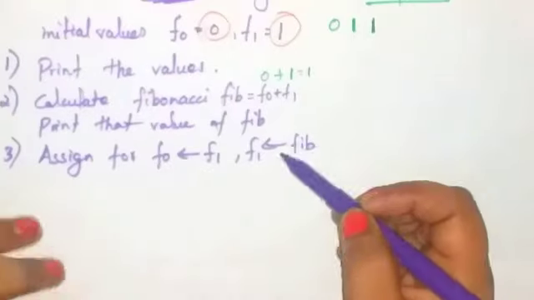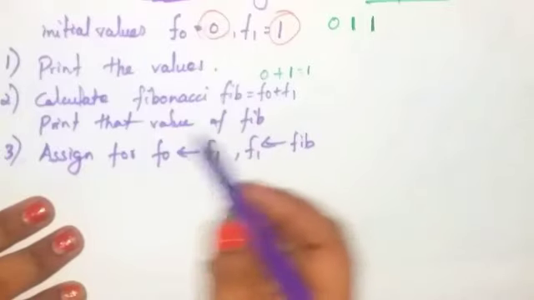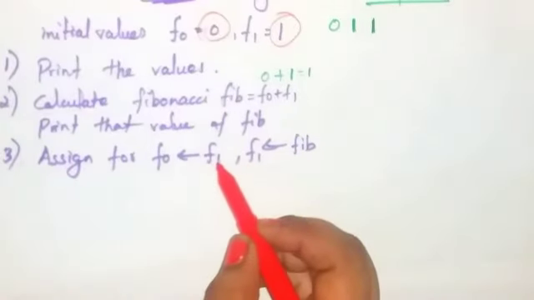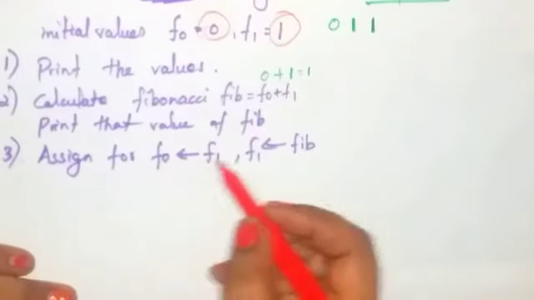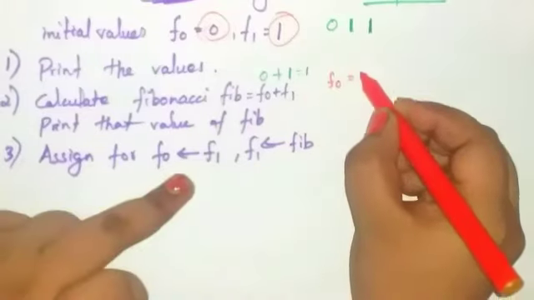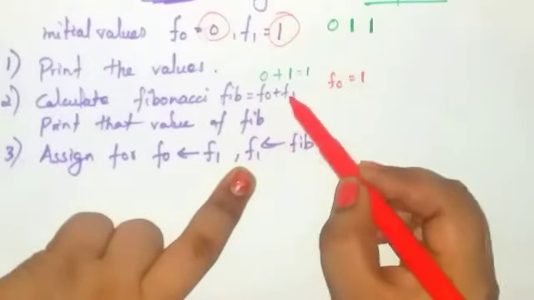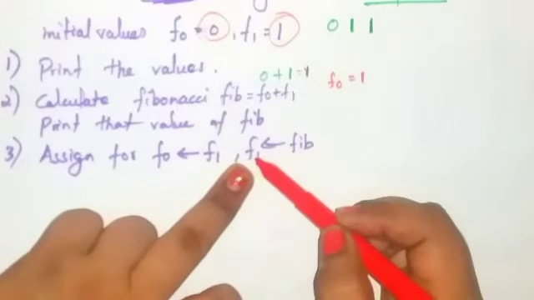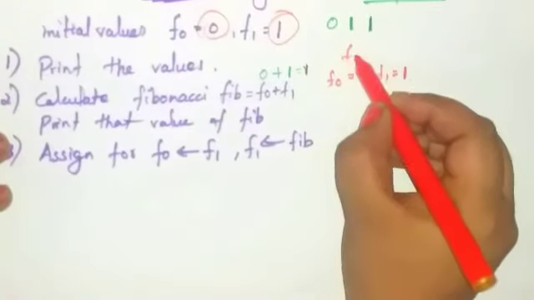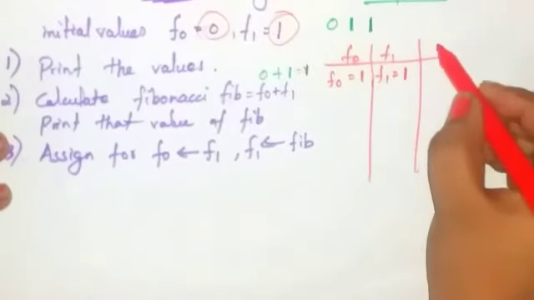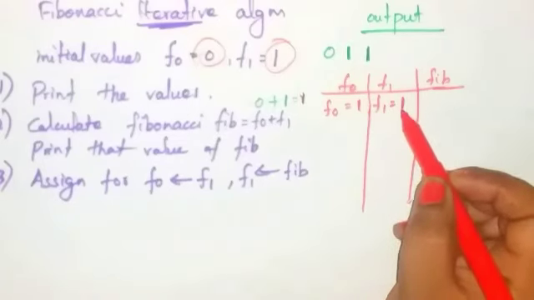So the next step is you have to assign the F1 value to F0, and the Fib value to F1. What is the value of F1? 1. You assign this F1 value to F0, so now the F0 value is 1. Next you assign the Fib value to F1. The Fib value is 1, so F1 is 1. This is F0, this is F1, this is Fib. So now the value of F0 is 1 and the value of F1 is 1.